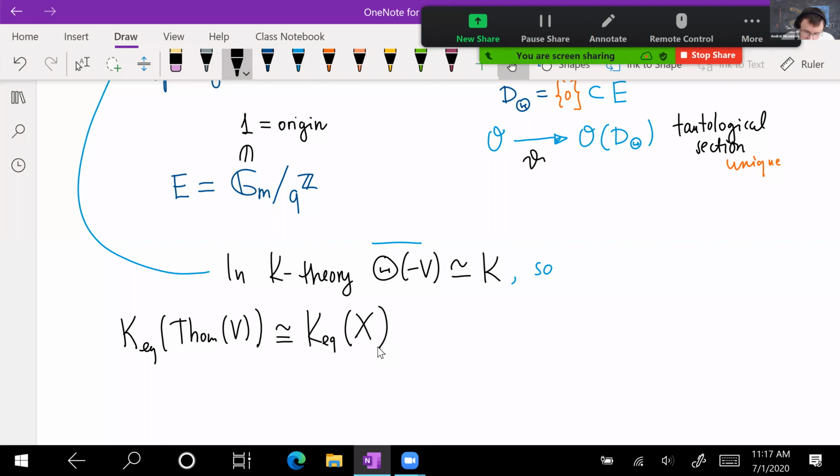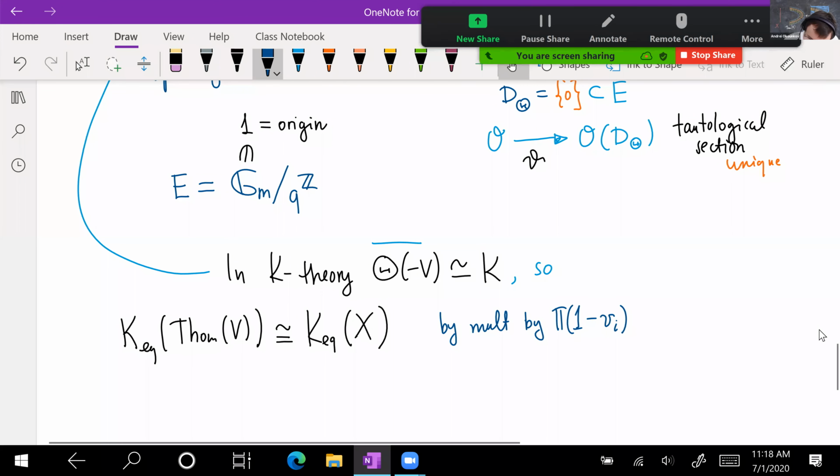But this isomorphism is really via multiplication by some element. This is the isomorphism really by multiplication by the product of 1 minus. That's okay. So maybe it's curious to point out what this means.